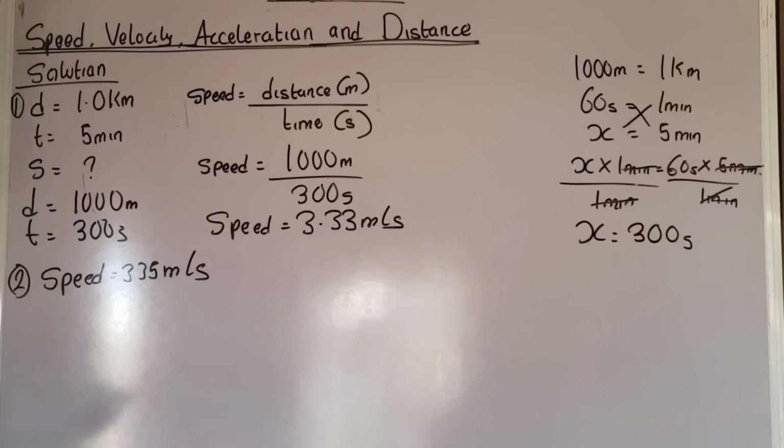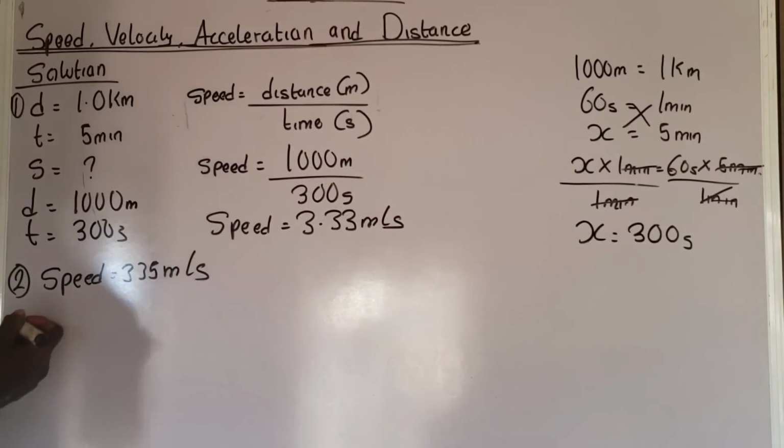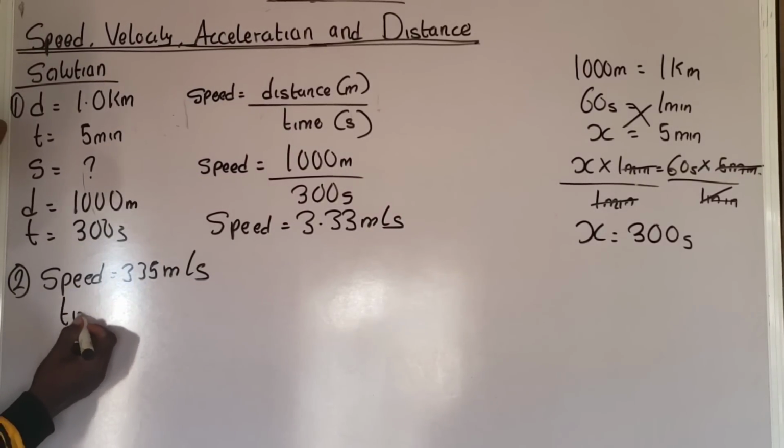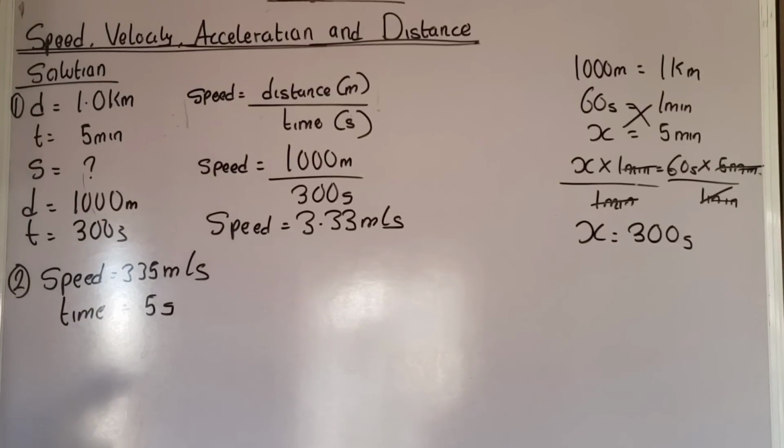Now, let's proceed. Went past an anti-aircraft gun. How far is the aircraft 5 seconds later after the gun was fired? The time that we're given is 5 seconds. Now, look at that question. How far simply means the distance. That is the distance.